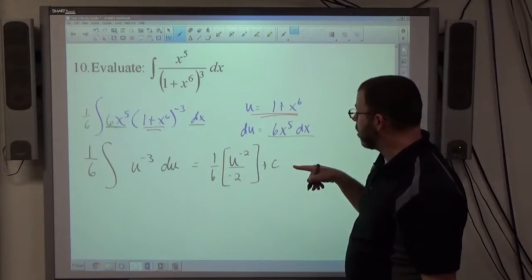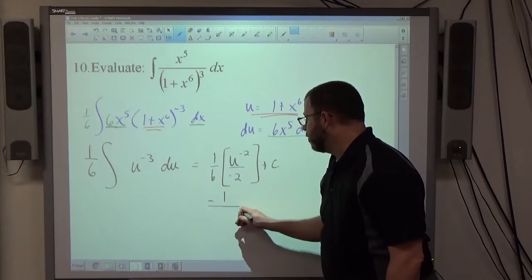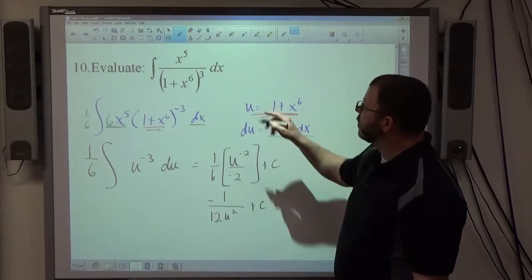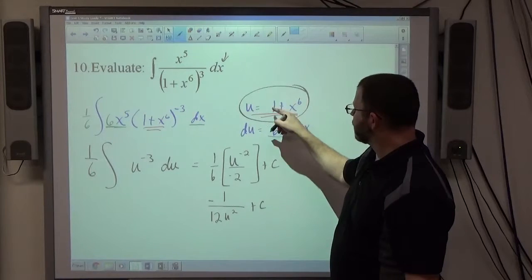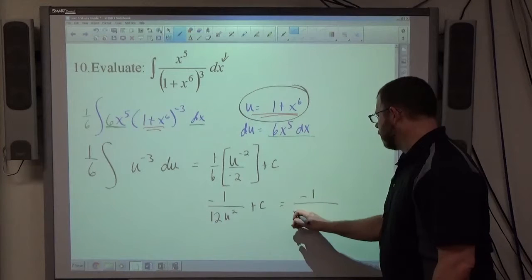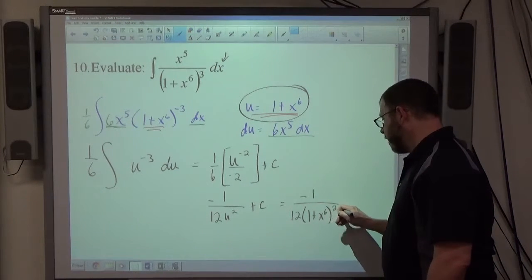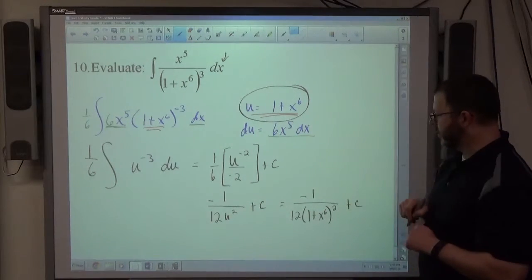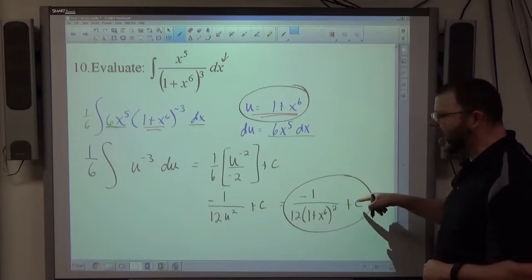If I beautify this up a little bit, negative because opposite signs, 1 belongs on top, 12u squared on the bottom. And the final thing to do, this is a dx problem, this is a u answer. I need to get it back in terms of x. I go back and substitute u back in. U is 1 plus x to the 6th. So negative 1 over 12 parentheses 1 plus x to the 6th squared plus c. U is being squared, so the u substitution is being squared. That would be the best answer. That's what I expect to see on your paper. Do not forget the plus c.